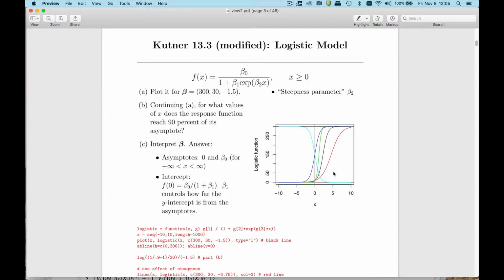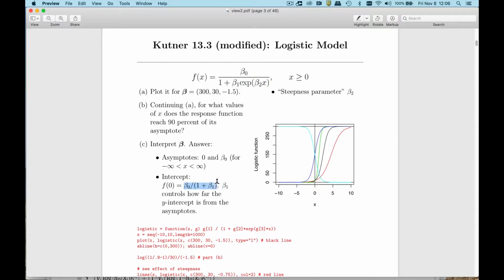All right. So this logistic function has this functional form, and we can think about what the properties of this function are. One way to think about this is if I were to let x be 0, then e to the 0 is equal to 1. And so I end up with beta naught divided by 1 plus beta 1.